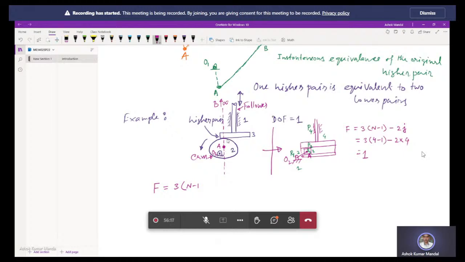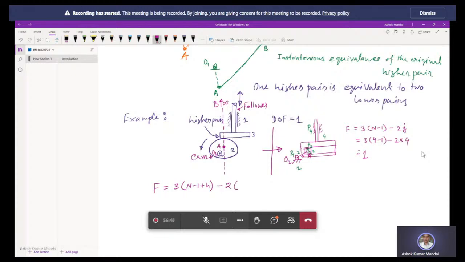Due to one higher pair, one extra link came here, right? There is one higher pair, one extra link. So if I say the number of higher pairs is equal to h, then in this case we have this many links we need to consider, and then minus 2 into j.